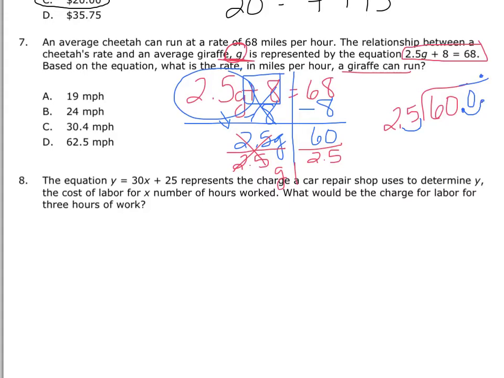So now 25 will not go into 6, but it will go into 60 2 times. 2 times 25 is 50. I subtract and I get 10. I bring down my other 0. 25 will go into 100 4 times. So I get 24. So G equals 24. So my final answer is B.